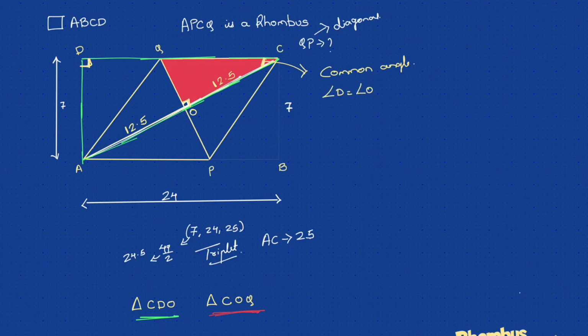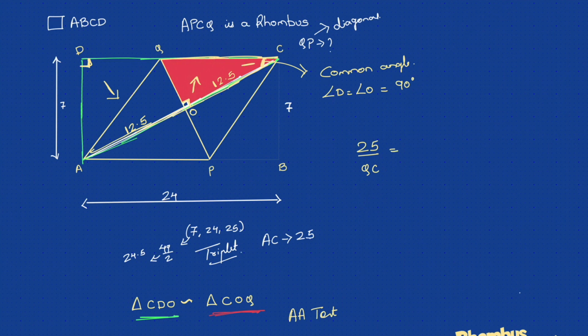And the other angle, angle D, is equal to angle O. Both of them are 90. That's it. Two angles are the same for these two triangles. So by the AA test, I prove that these two triangles are similar to each other. If they are similar, all the properties of similarity will come. So the side opposite to 90 in the bigger triangle is 25. I write that. The side opposite to 90 in the smaller triangle is QC.